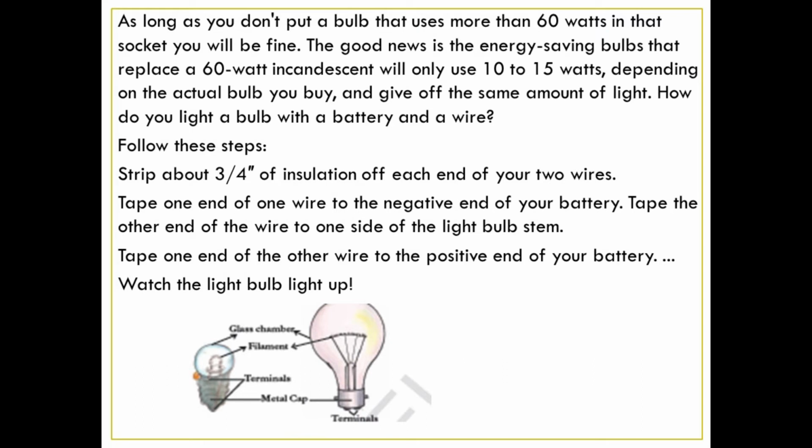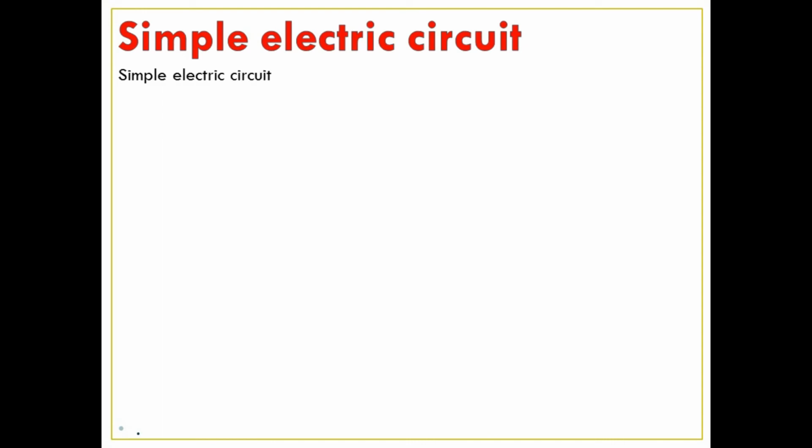See the diagram. The glass chamber is there, the filament is there inside the bulb, the terminals and metal cap, the internal parts of the bulb. Next we see the simple electric circuit.